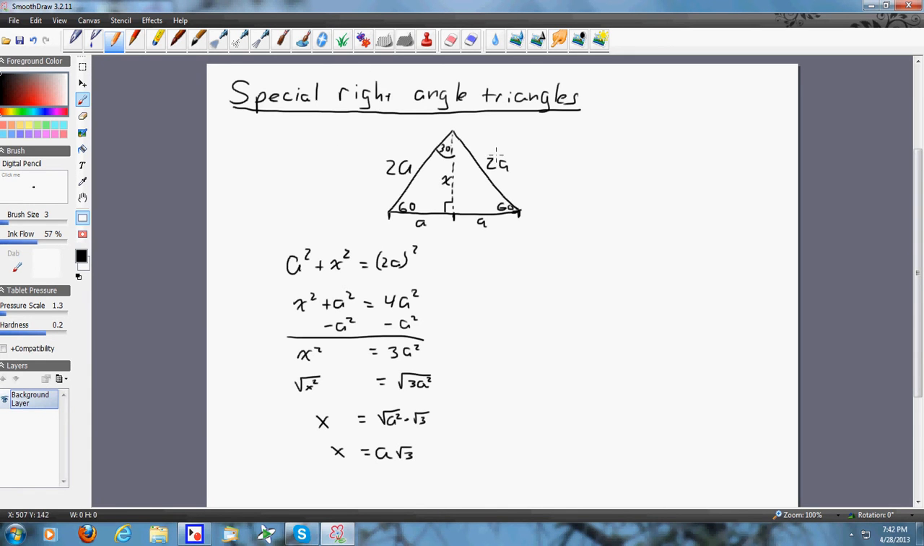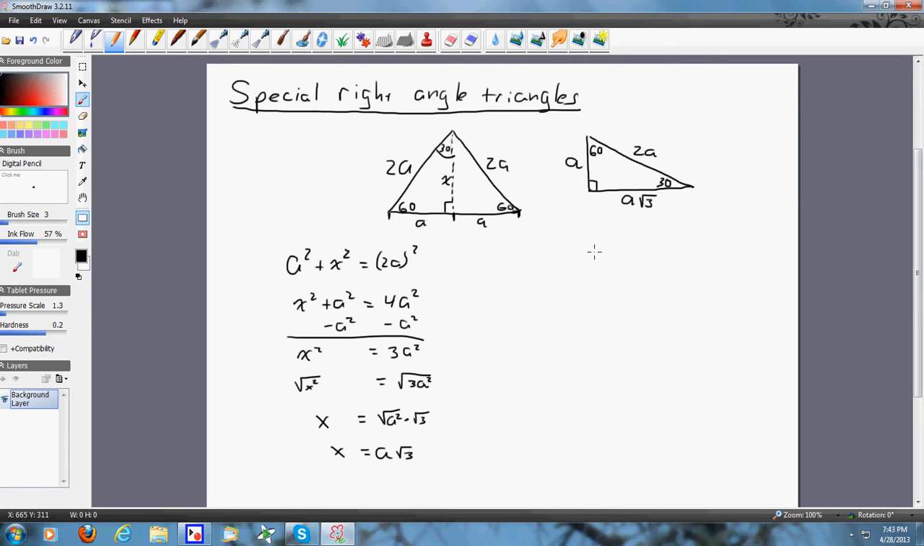And what this actually tells me, I'm going to rotate my triangle. What this actually tells me is if I have a 30, 60, 90 degree triangle, across from my 30 is a, across from my 60 is x, but we just said x was a radical 3. And across from my 90 degrees, my hypotenuse, is 2a.